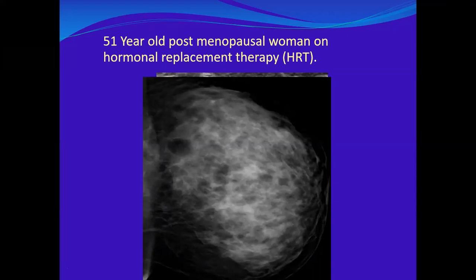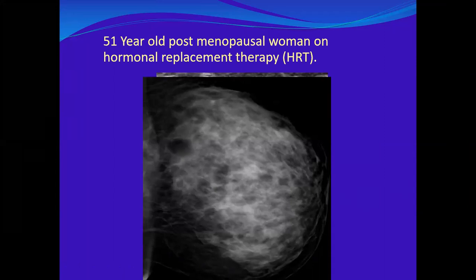Okay, I see an asymmetry at the central mid breast. Yes. You can see? At the central breast, posteriorly. Here? Yes, this area. This area? Yes. Okay.